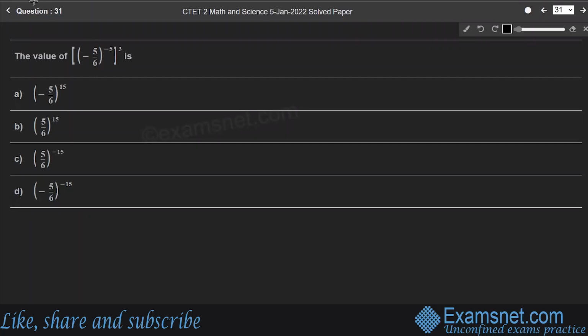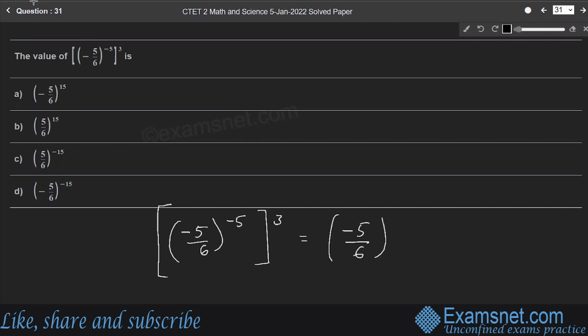Question number 31. The value of (minus 5 by 6 to the power of minus 5) whole raised to 3 is equal to minus 5 by 6 to the power of minus 5 into 3, which is minus 15. Therefore, the answer is minus 5 by 6 to the power of minus 15. Option D is the right answer.